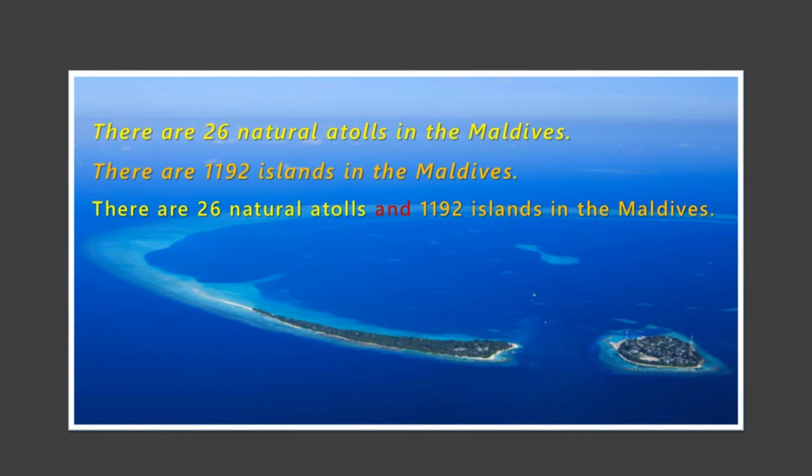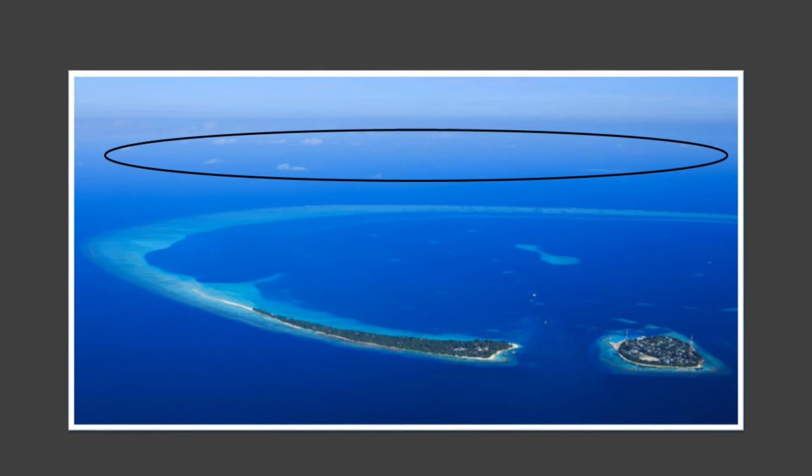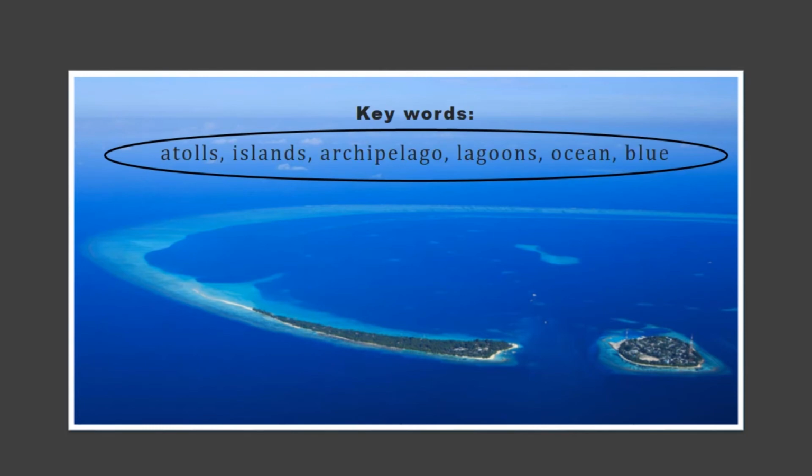Here's your practice. Ready to note? Here are your keywords. Write them down, okay? Atolls, islands, archipelago, lagoons, ocean, blue. Now once you write these words down, try and construct compound sentences using these words and coordinating conjunctions. I will show you two sentences that I have come up with. You can always use that as a sample to construct your own. Okay, these sentences should be helpful enough.